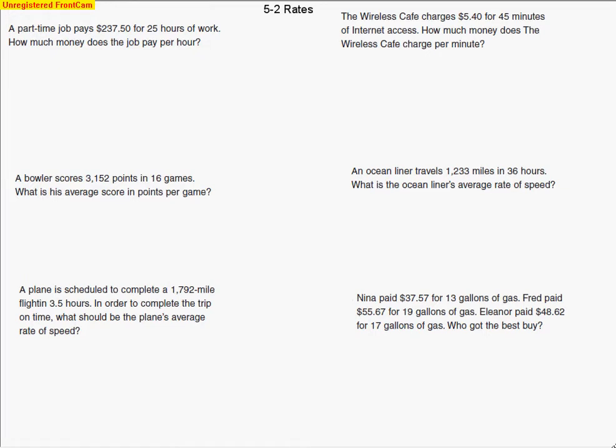This is the lesson for Chapter 5, Section 2, Rates. So it talks about a part-time job that pays $237.50 for 25 hours worth of work. How much money does the job pay per hour?